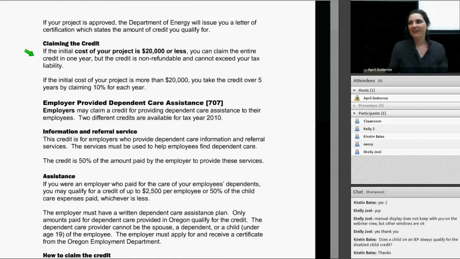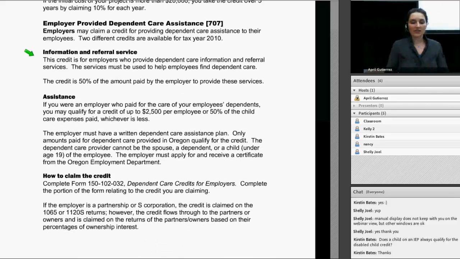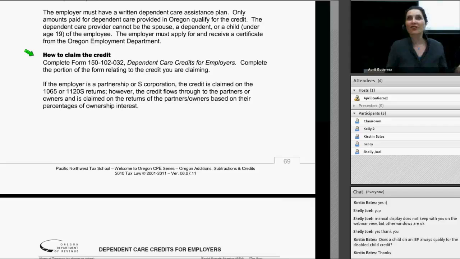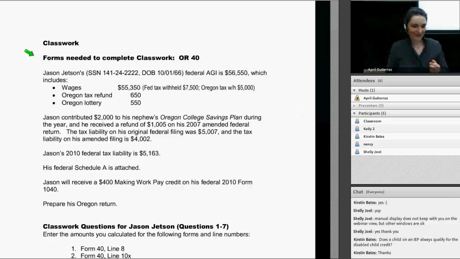Okay, so I just remembered there's a classwork assignment I wanted you to work on, and it has to do with Oregon additions and subtractions. So the classwork assignment is near the end of your manual, I'm guessing. Thank you, 85, I appreciate that.